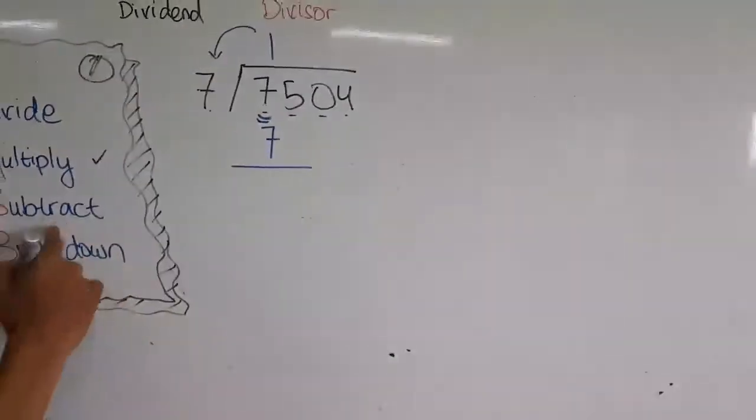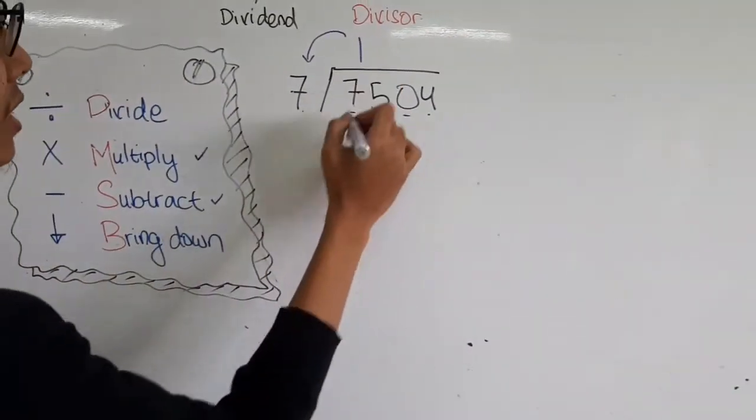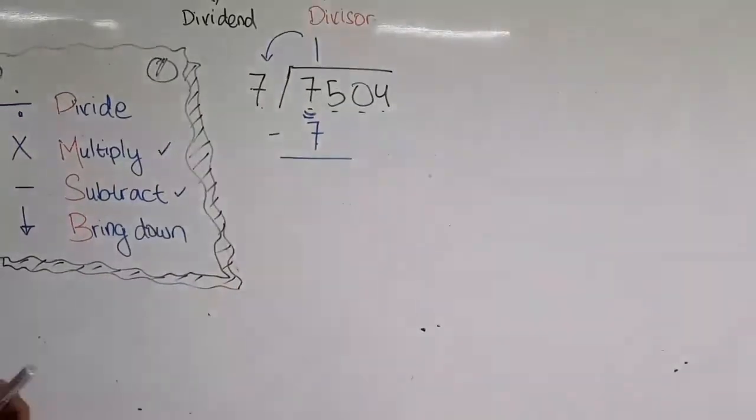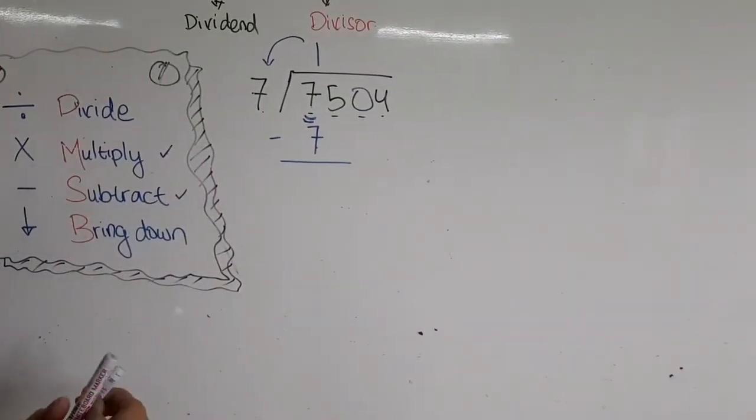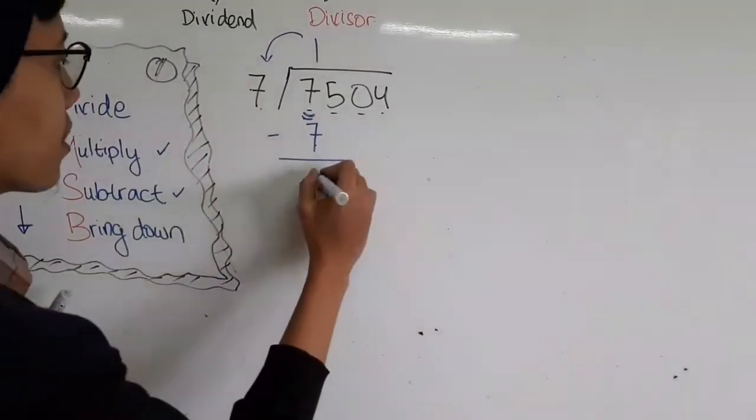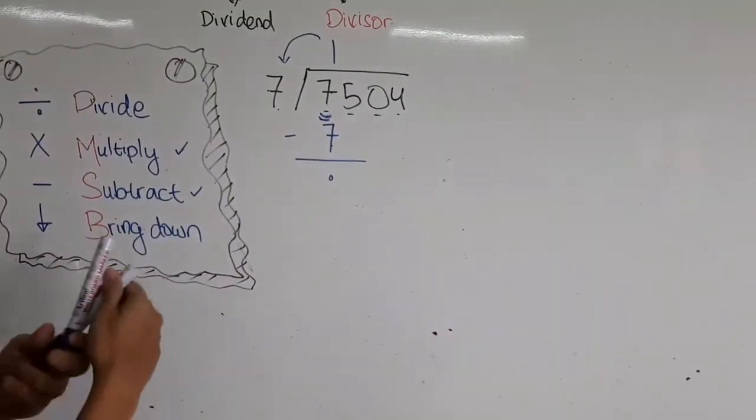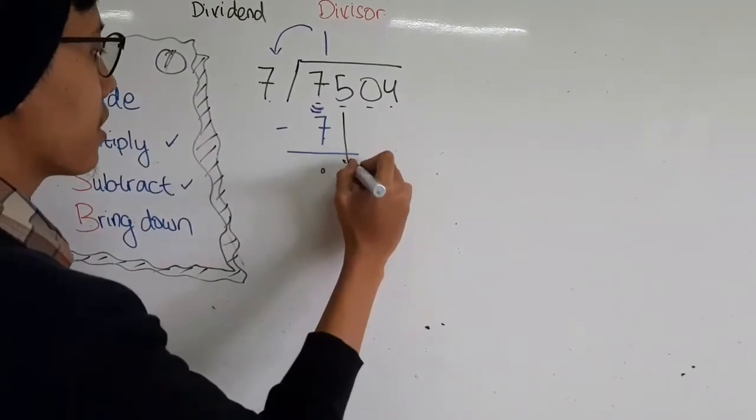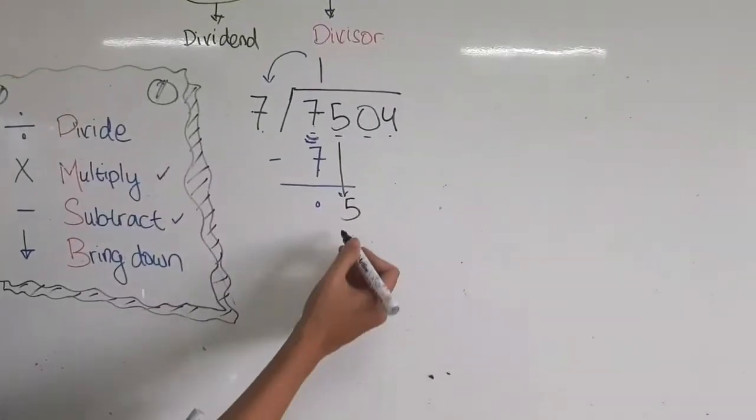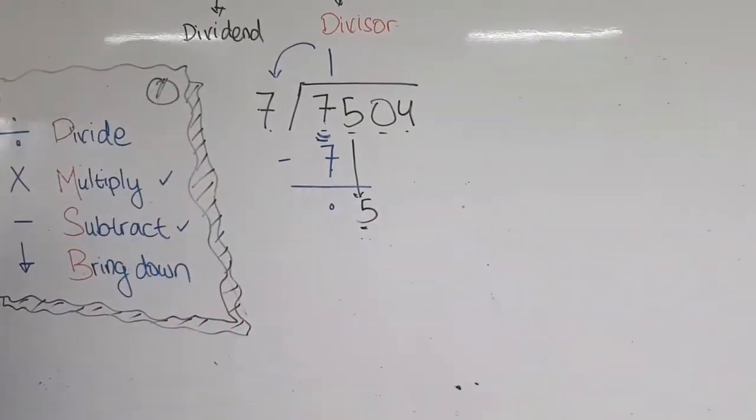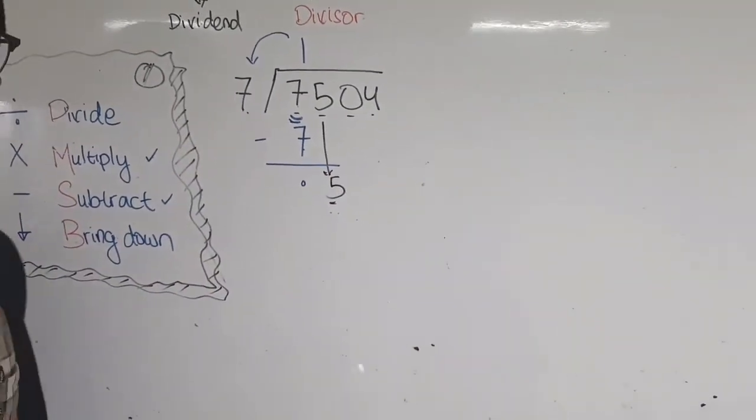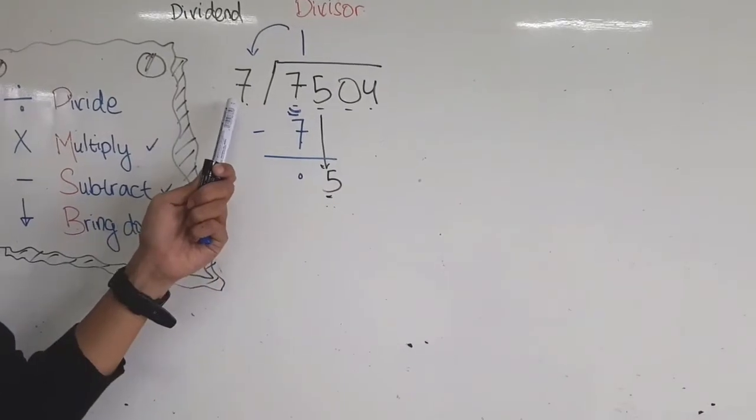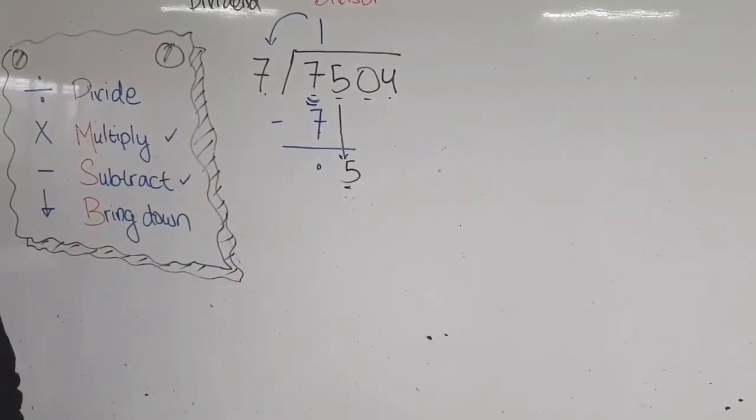And then the next step is subtract. Let's subtract this minus the product. What is 7 minus 7? Yes, it is 0. Now, what is the next step? We have to bring down. We have to bring down 5. Okay? We need to divide 5 with 7. Okay? What is the closest multiplication of 7 to become 5?